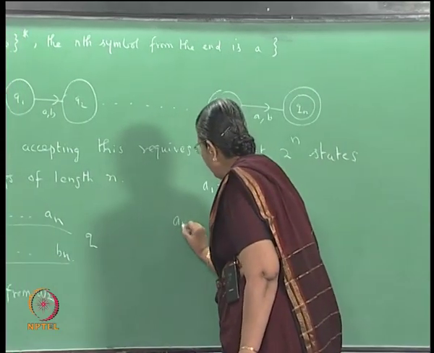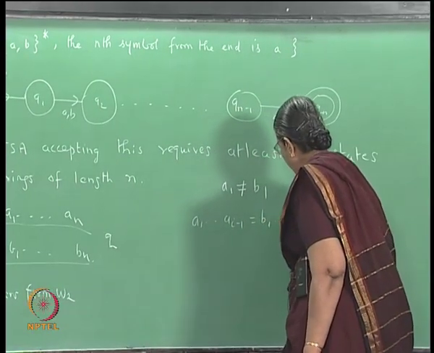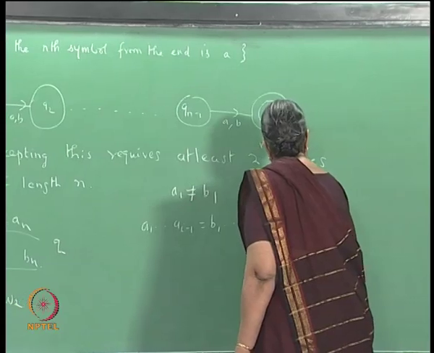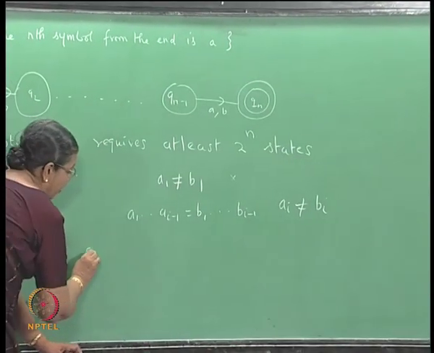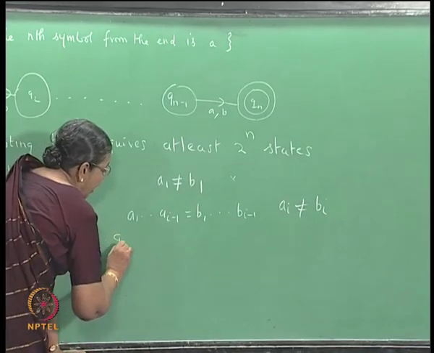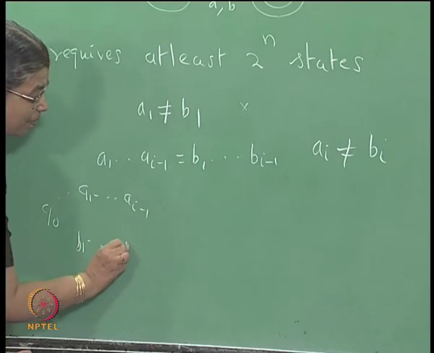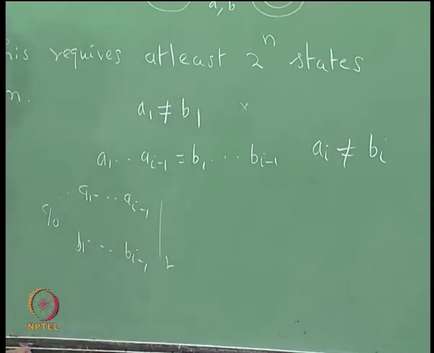Suppose A1, A2, ..., Ai minus 1 equal B1, B2, ..., Bi minus 1, but Ai is not equal to Bi, then what happens? Starting from Q naught, after reading A1 to Ai minus 1, which is the same as B1 to Bi minus 1, it is in some state R, say.